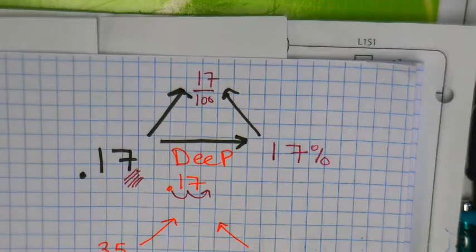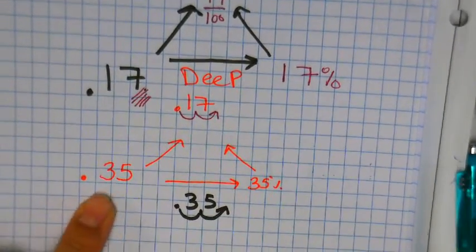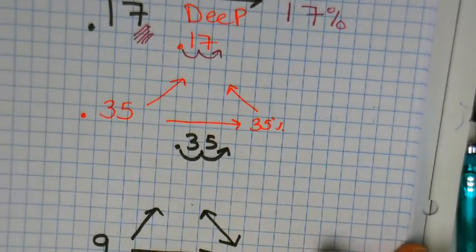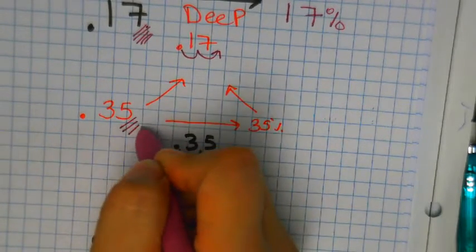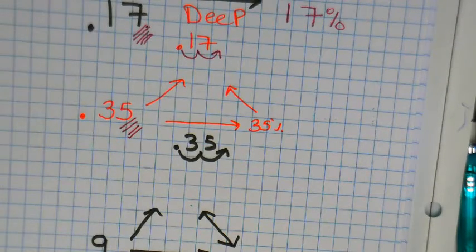Okay, the next one, 0.35. Look at the last number, the 5. What place value is it on? Hundredths. So that means that your denominator will be 100.